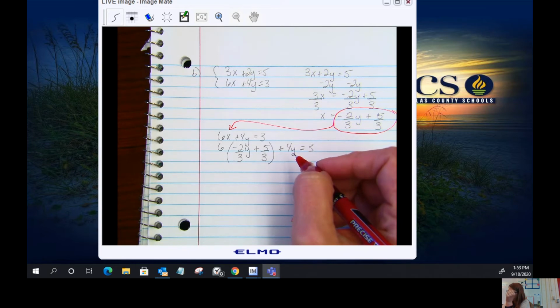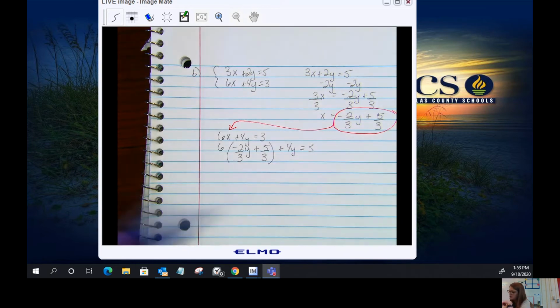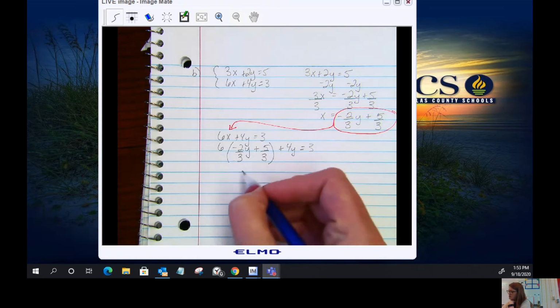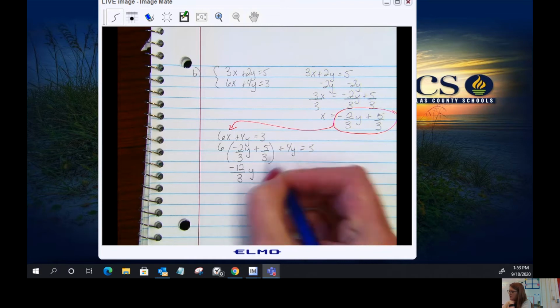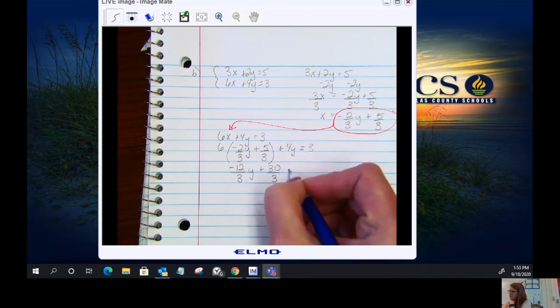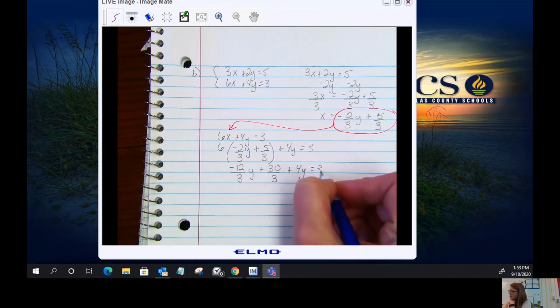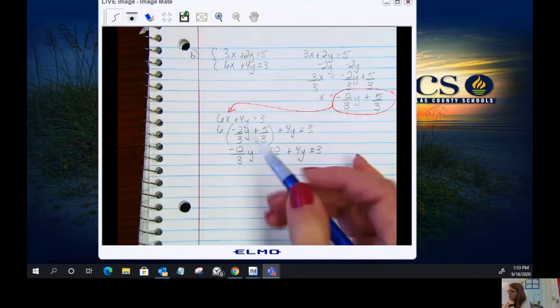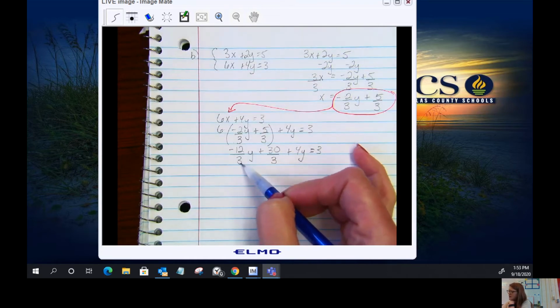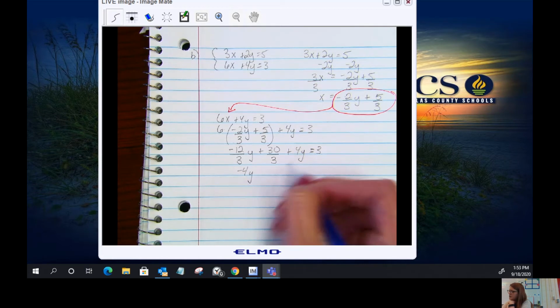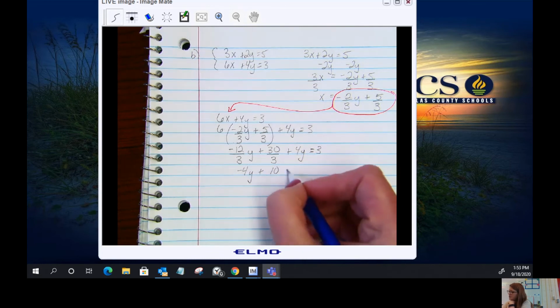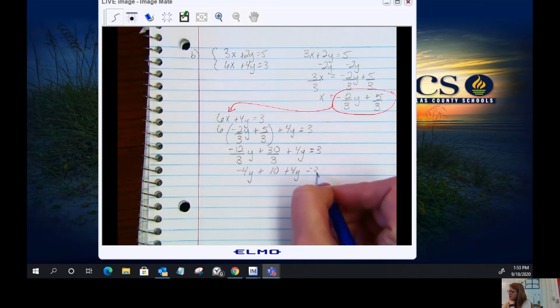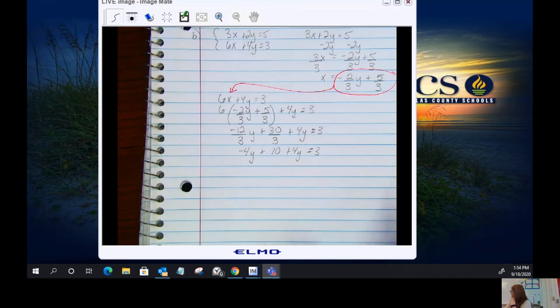Actually, let me carry this through. I know some of us are not too comfortable with fractions, so let's just carry it out and see what we get. 6 times negative 2 is negative 12 over 3y plus 6 times 5 is 30 over 3 plus 4y equals 3. Now let's go ahead and reduce. So negative 12 divided by 3 is negative 4. So we get negative 4y plus 30 divided by 3 is 10 plus 4y equals 3.